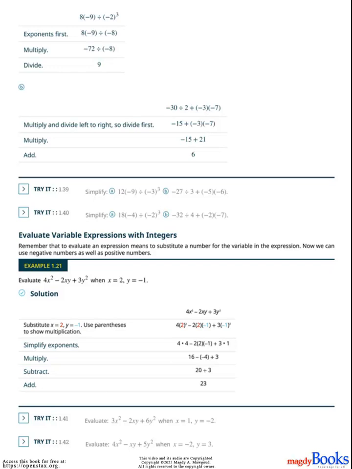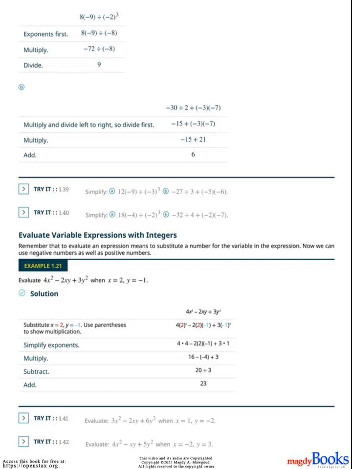Divide. 9. B. -30 divided by 2 plus (-3) multiplied by (-7). Multiply and divide left to right, so divide first. -15 plus (-3) multiplied by (-7). Multiply. -15 plus 21. Add. 6.